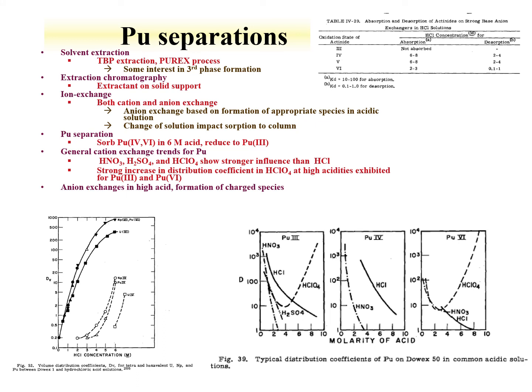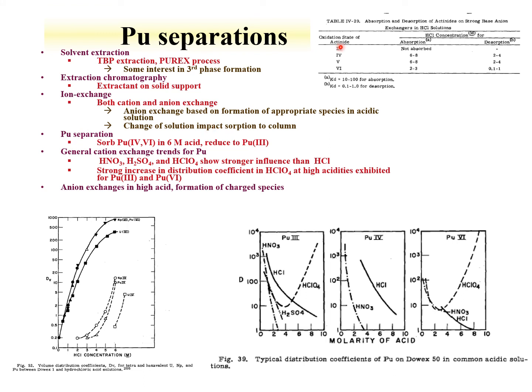As we've already discussed, for solvent extraction, plutonium is well known with tributylphosphate, part of the PUREX process. There's some interest in third phase formation. There's some literature on this and links on the website. Ion exchange and extraction chromatography are also well known for separations of plutonium. These are more laboratory scale separations.